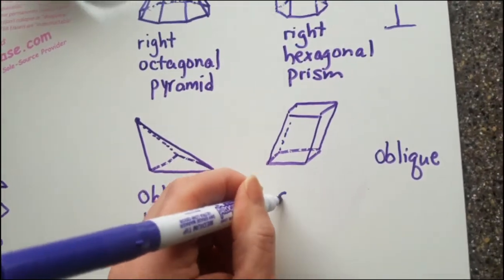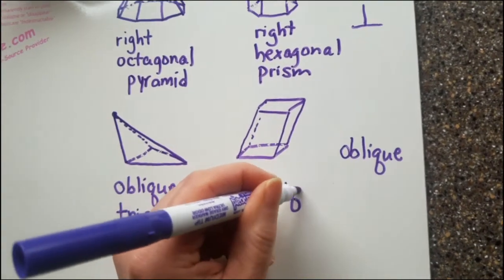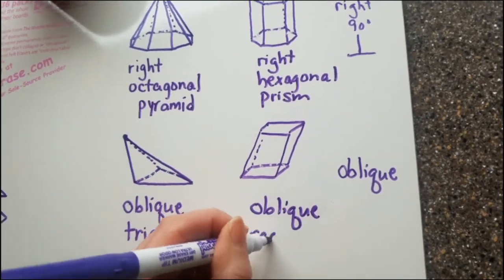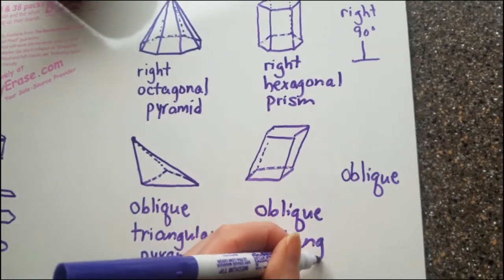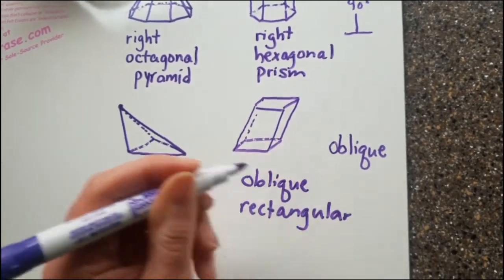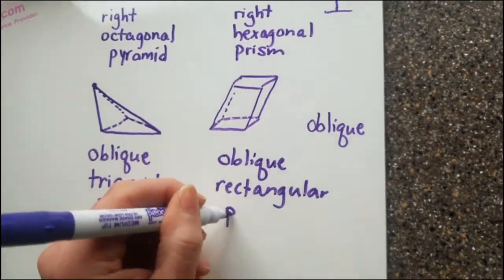And then this would be an oblique, rectangular. And I say rectangular, if you're aiming for a square, you could name it square. So oblique, rectangular, and this is a prism.